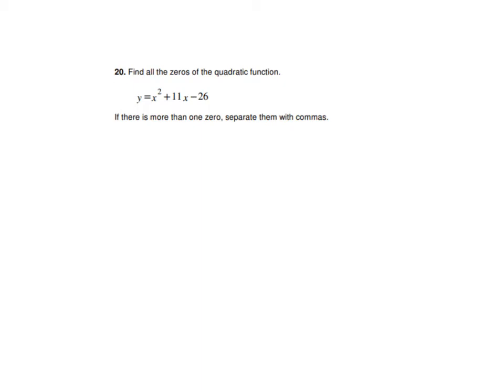But before I do that, I'm going to see if this factors, because if it doesn't factor into two nice numbers, then we do the quadratic formula. So I'm going to do my x puzzle here. I'm going to put negative 26 on top and 11 on the bottom. I need them to multiply to negative 26 and add to 11. So I'm going to list some factors of negative 26.